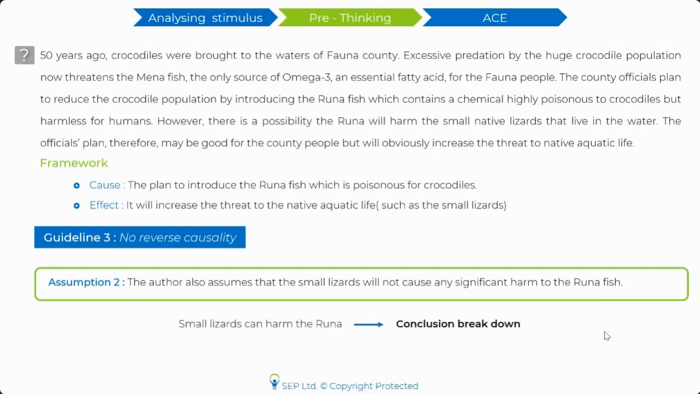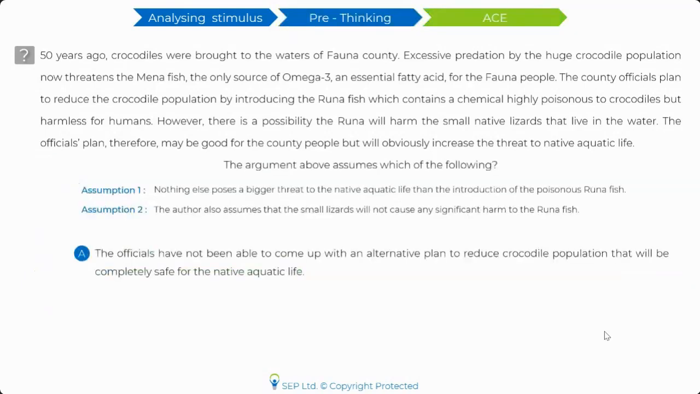Small lizards, if they can harm the tuna, then the conclusion will break down. Then we can't say that introducing the tuna is going to increase the threat to the native aquatic life. All right. So no reverse causality is also present. So with those three, we quickly move to eliminating the answer choices.